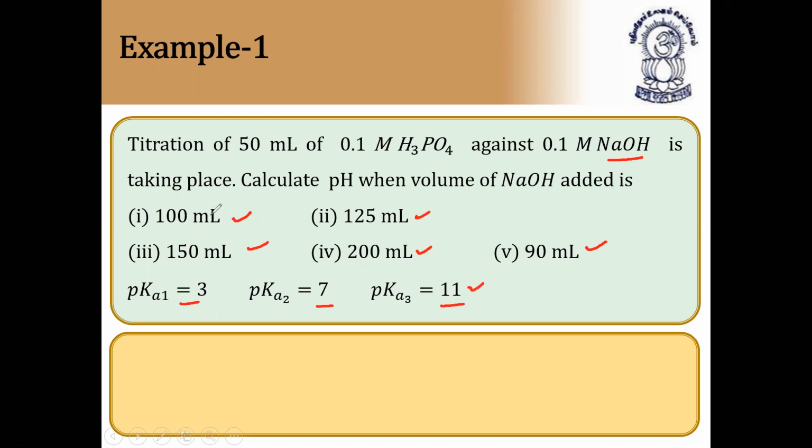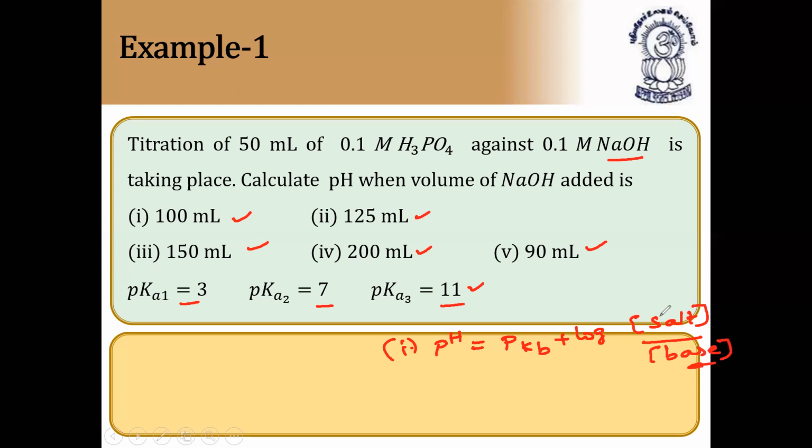So we have to calculate the pH when the volume of sodium hydroxide added is 100 ml. So 50 ml of 0.1 molarity phosphoric acid and 100 ml of 0.1 molarity sodium hydroxide. If you do that, you have to get the pH value. So first case I will tell you. First case, pH is equal to pKb plus log of concentration of salt by concentration of base.